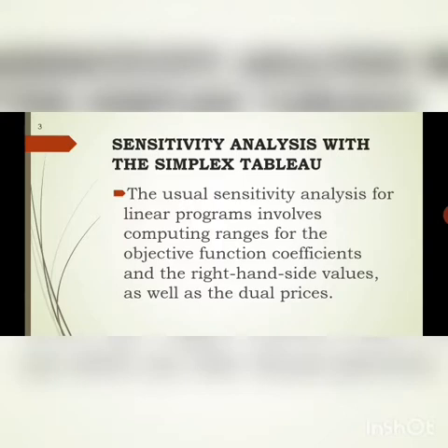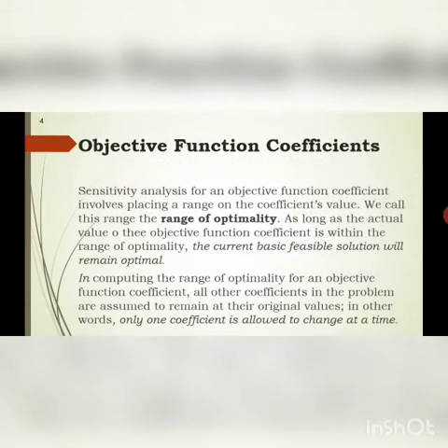So the usual sensitivity analysis for linear programs involves computing ranges for the objective function coefficients and the right-hand side values, as well as the dual prices. So, next slide. The first one is the objective function coefficients.